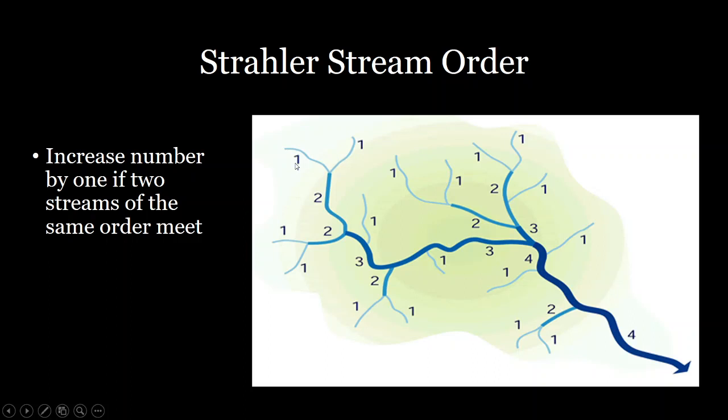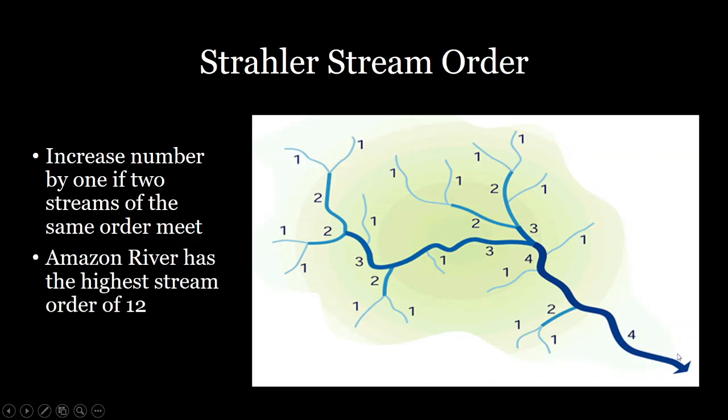For example, you have a 1 stream and another 1 stream that combine and form a second order stream, 2. And then here we have another second order stream hitting a second order stream and making a third order stream. But here we have a first order stream hitting a third order stream, and that stream will still maintain its third order classification and will continue being a third order stream all the way until it hits another third order stream and becomes a fourth order stream.